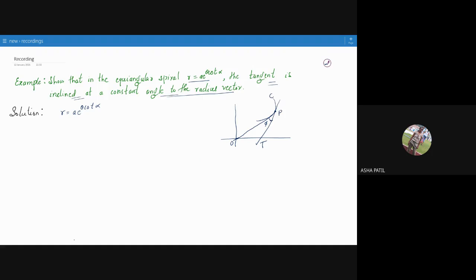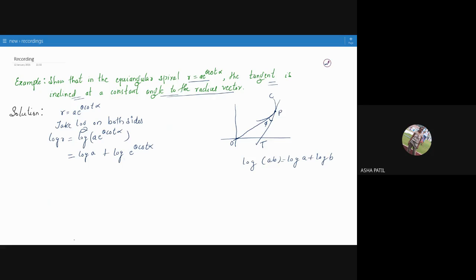Now for this curve, what we do is we'll take log on both sides of this curve so that we have log r is equal to log of a into e raised to theta cot alpha. Now this can be written as log a plus log e raised to theta cot alpha using the property log AB is equal to log A plus log B.